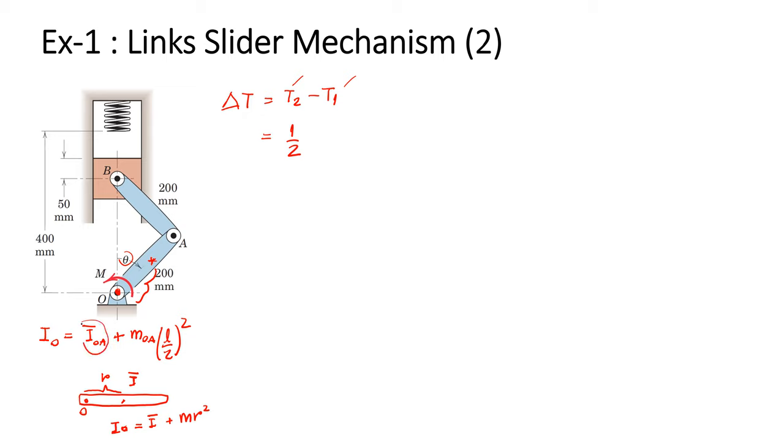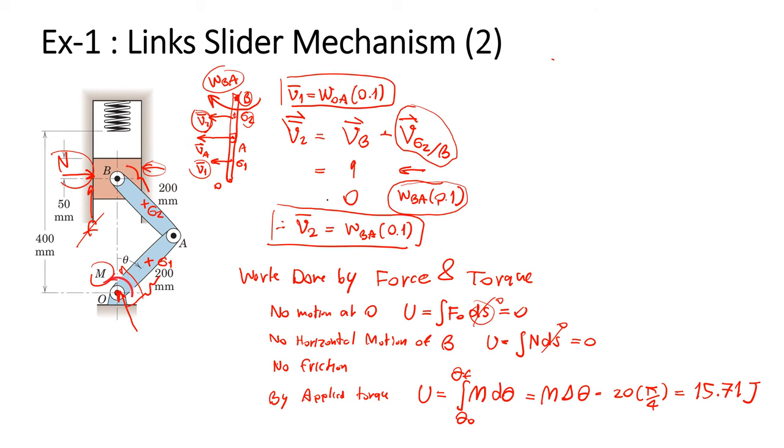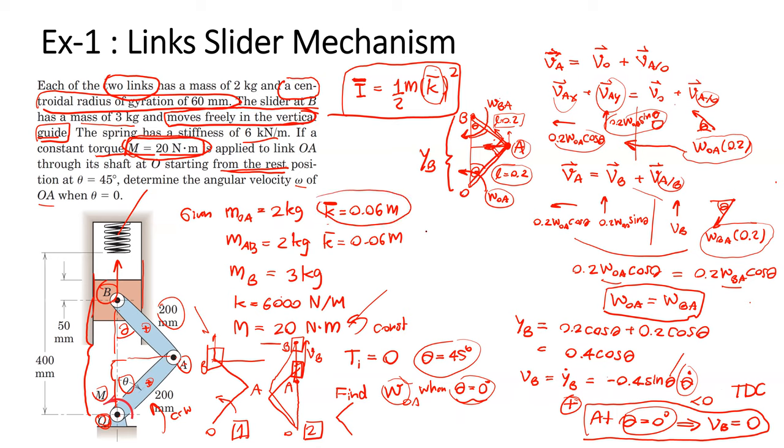But in this case, the moment of inertia about the CG, we already obtained from the radius of gyration. The moment of inertia about the center of gravity of the link OA is MOA. Wait, I'm sorry, this is wrong. The moment of inertia is just computed from the mass multiplied by the radius of gyration square. We don't need 1/2. I'm sorry for this point.